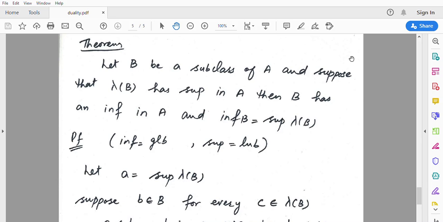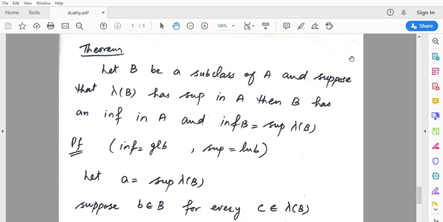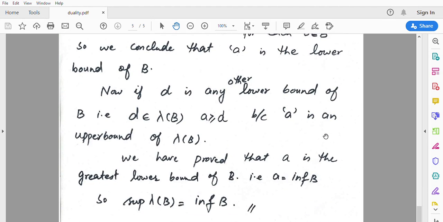Okay, the next theorem is interesting, important, and a little bit tricky. You have to keep your mind open so that you can understand it, because we will talk simultaneously about a single element having its membership in some upper class and some lower class and other stuff. So the theorem statement is: let B be a subclass of A, and suppose that lambda of B has a supremum in A, then B has an infimum in A, and the infimum of B is equal to the supremum of lambda of B.